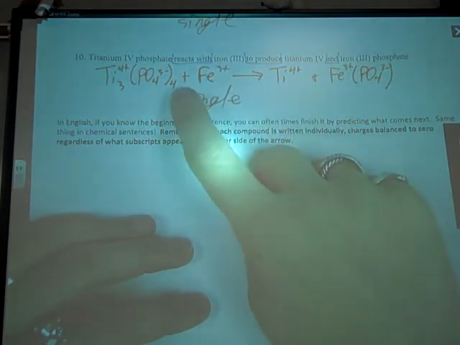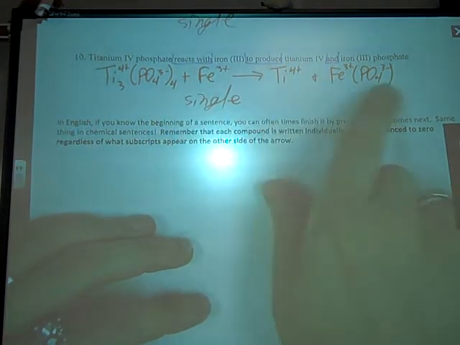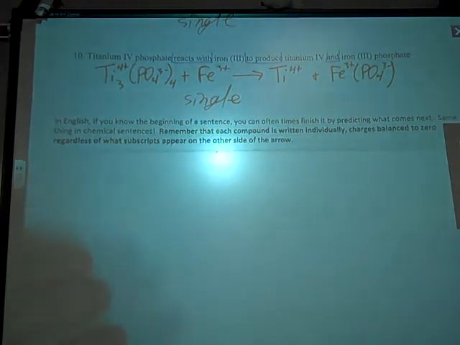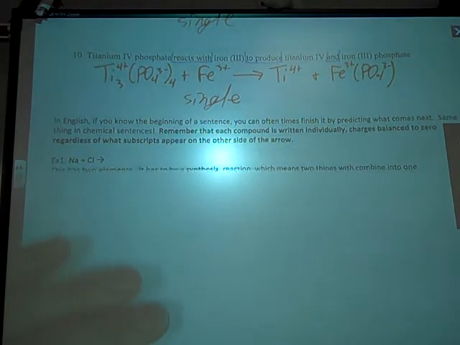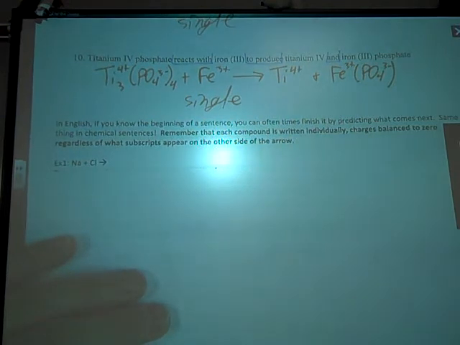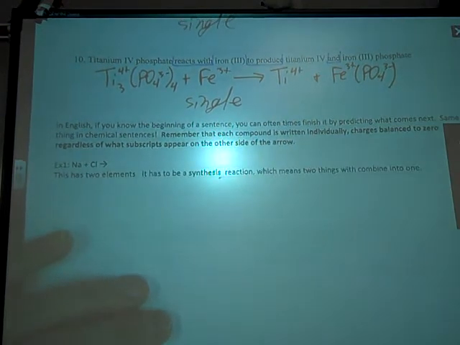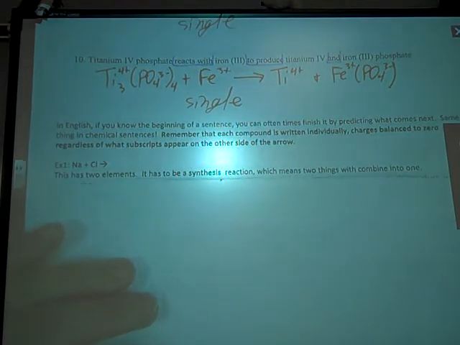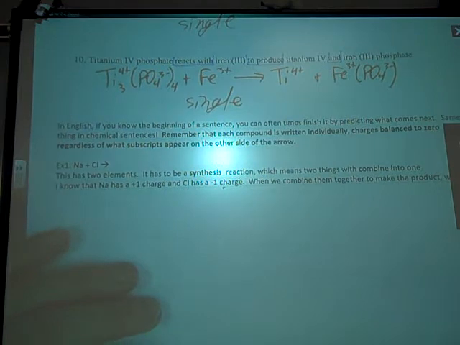Same thing with the phosphate. It's got a 4 here and nothing over here. The only subscripts that get to cross the line are subscripts that are part of a poly. So our first example is Na plus Cl. Since this is 2 elements combining into one, I know this is a synthesis reaction. Synthesis reaction means that the only thing that can appear on the right side of my arrow is one thing from the 2 pieces.